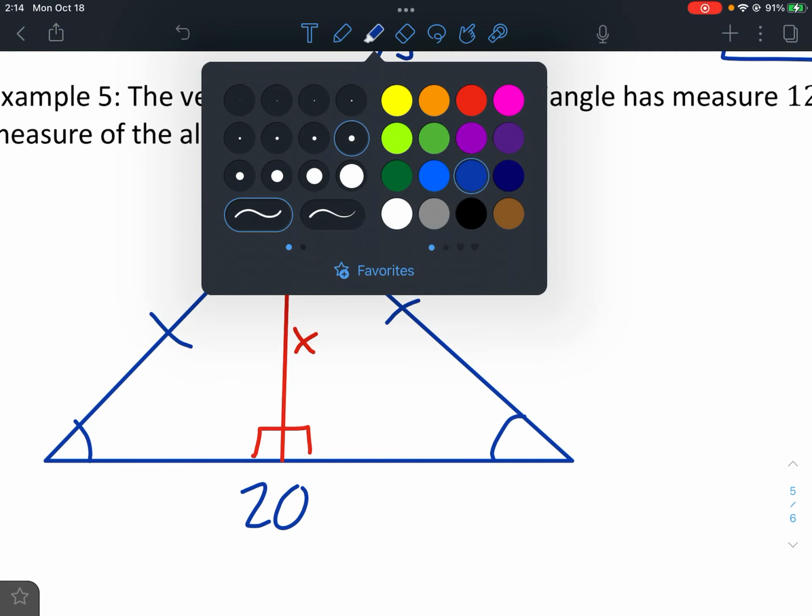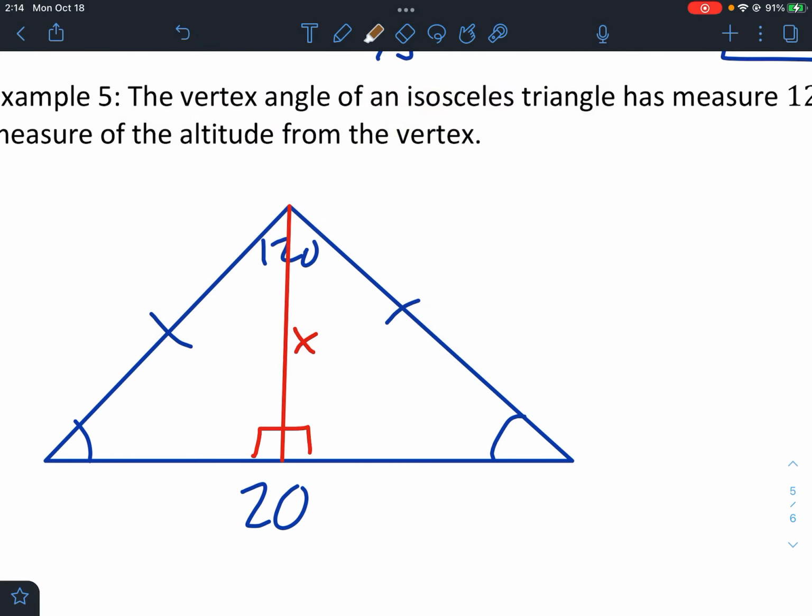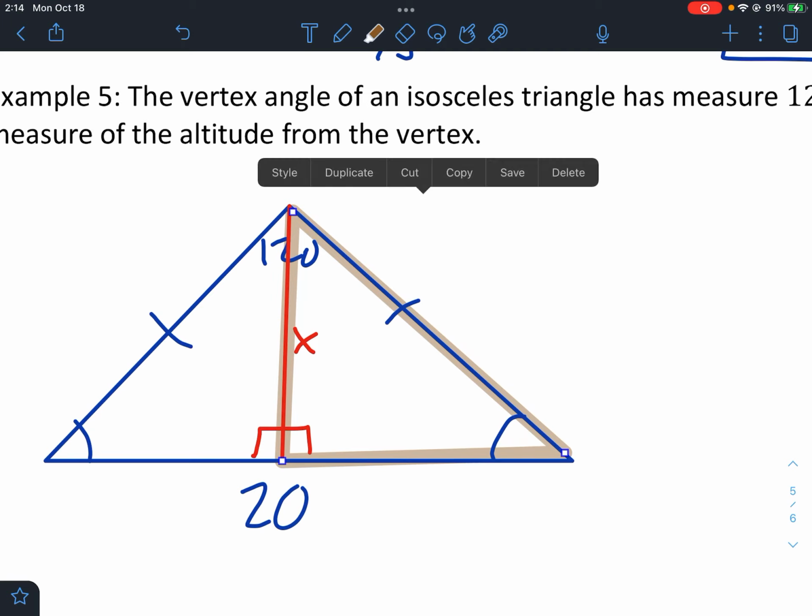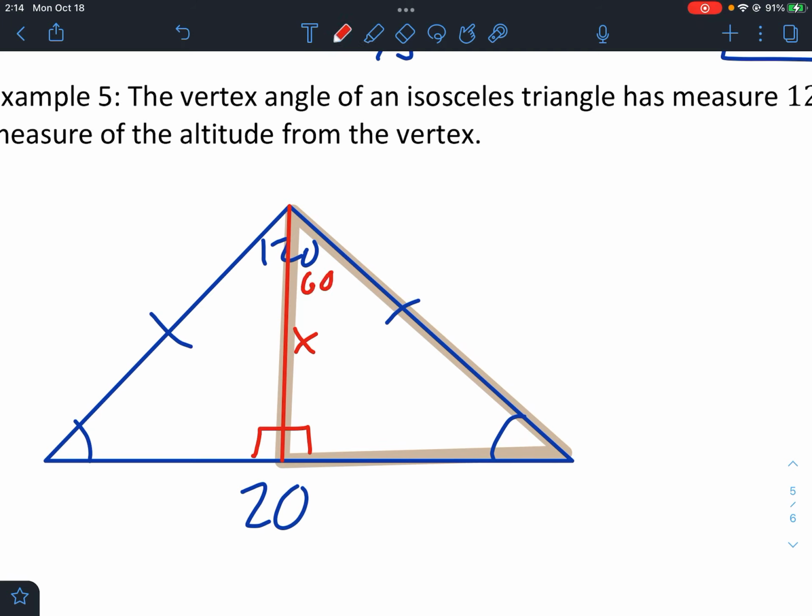So again, what we want to do here is just focus on one triangle. How about this triangle over here? What do I know? I know this is going to be 60 because we're dividing 120 in half, which means this is 30. So this is a 30, 60, 90 triangle. I know these are both 10 because, again, we're dividing that triangle in half with that altitude from the isosceles vertex.